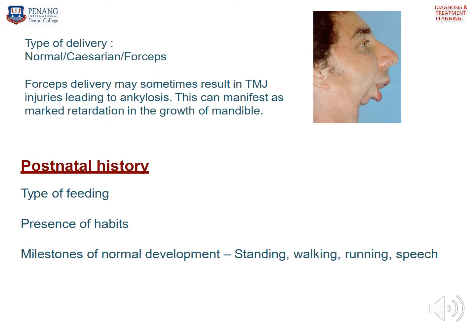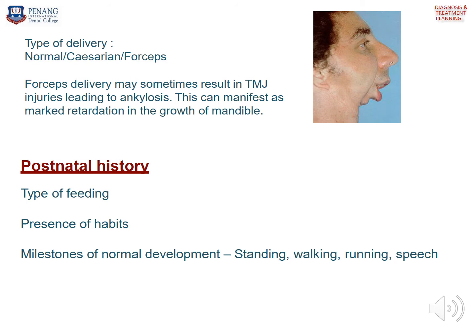And then we also need to ask the mother the type of delivery, whether it is normal, cesarean or forceps, because forceps delivery may sometimes result in TMJ injuries leading to ankylosis of the joint. And then this can manifest as marked retardation in the growth of the mandible, as we see in this photo.